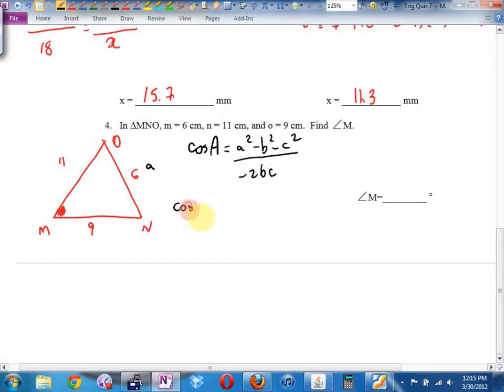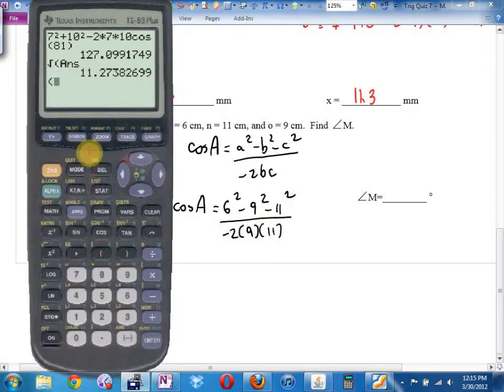Cosine of A is going to be 6 squared minus 9 squared minus 11 squared, all over negative 2 times 9 times 11. Courtney, do I have more than one number on the top? Yeah, brackets. More than one number on the bottom? Yeah, brackets. 6 squared minus 9 squared minus 11 squared, divided by negative 2 times 9 times 11. Close bracket.